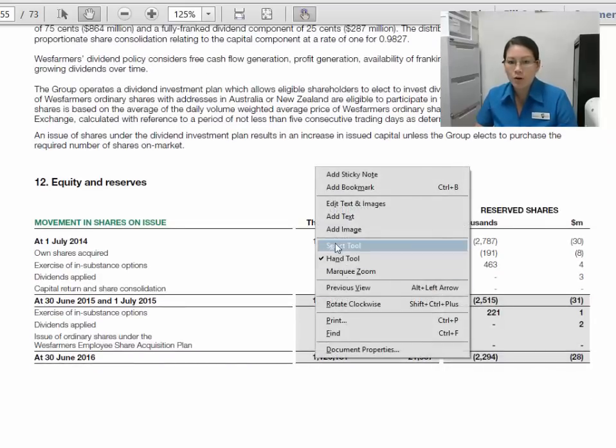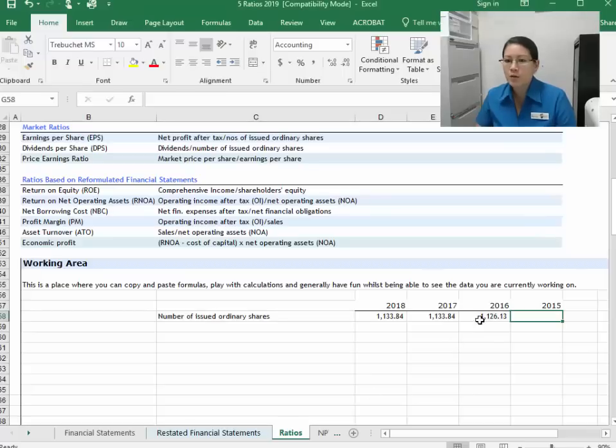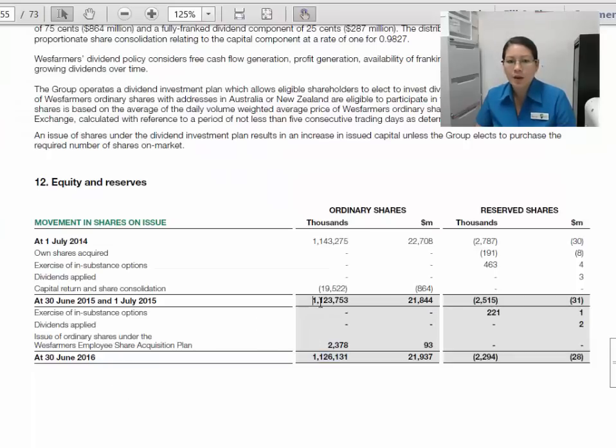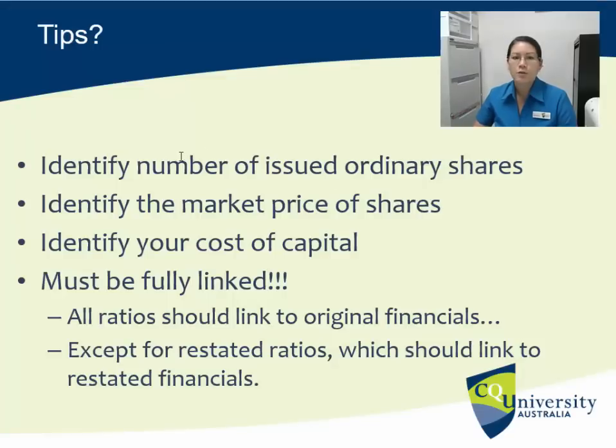So again, I want this figure here for 30th of June 2016. I'm pretty sure that's the same figure that I just entered in. So 1126.131, yep. So for 2015, I'm going to enter in the balance, which was 1123.753. All right. So that's the first thing I had to find, which was the number of issued ordinary shares.